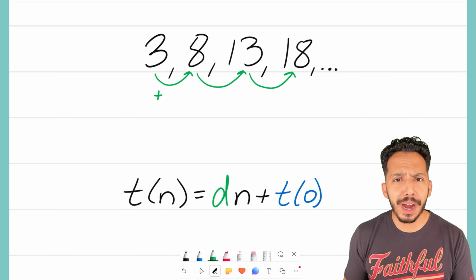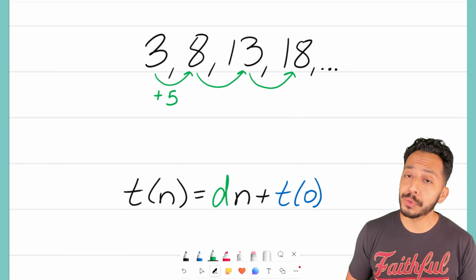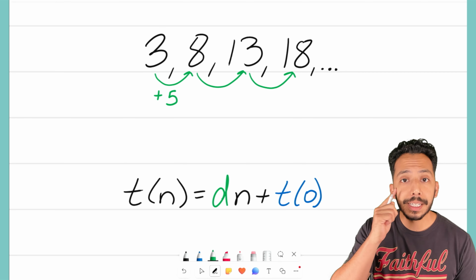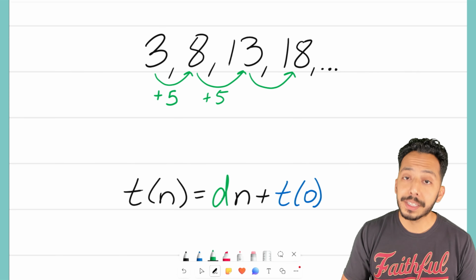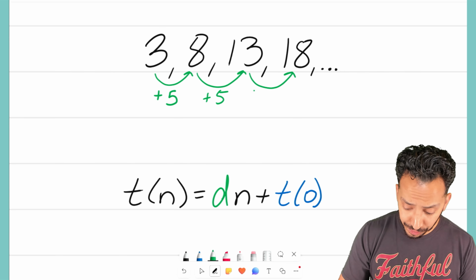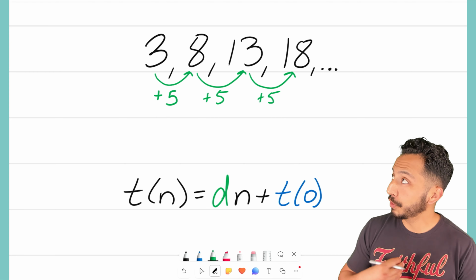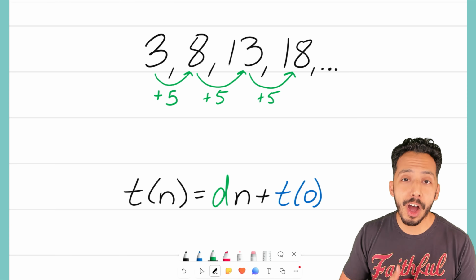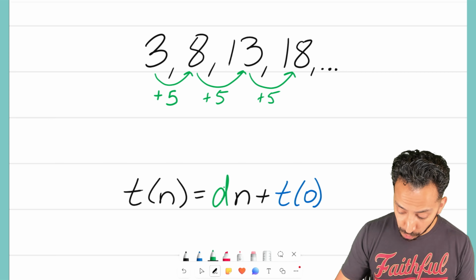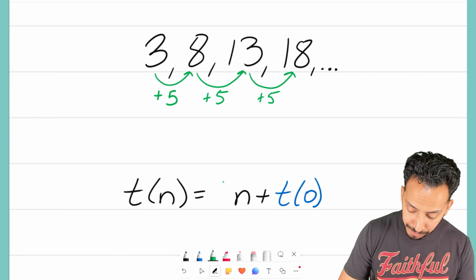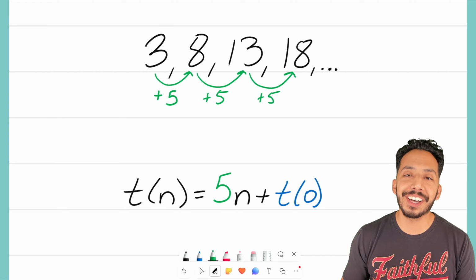Now we have to figure out 3 plus what gives me 8. I believe that's going to be 3 plus 5. Now let's check. Is that consistent? Well, 8 plus 5 is going to give you 13, and 13 plus 5 is going to give you 18. So for this problem, our common difference is going to be positive 5. I can go ahead and change that letter d in my equation into a positive 5, because that is the common difference.